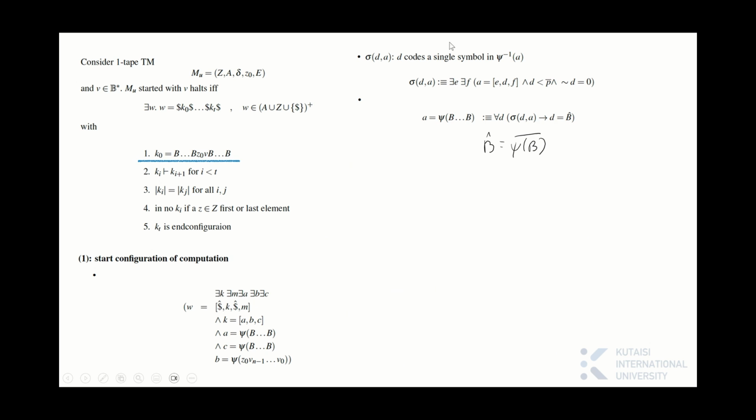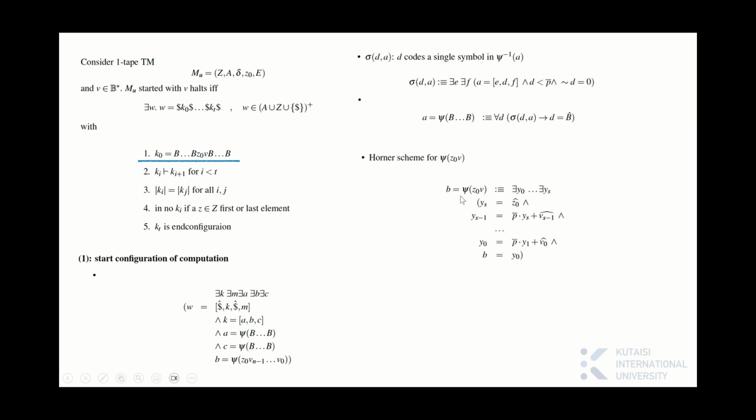Again, quickly. If you have this, it is very easy. A equals psi b b b will be represented in elementary number theory. How? For any d, if d codes one symbol in A, that one symbol is the code of B. So it means it's all B's, right? And the same thing, of course, you can do with C.